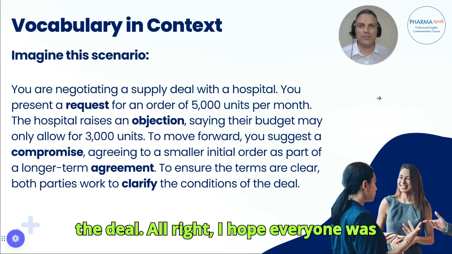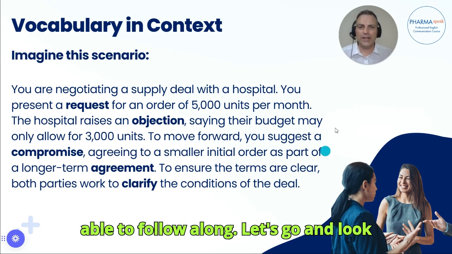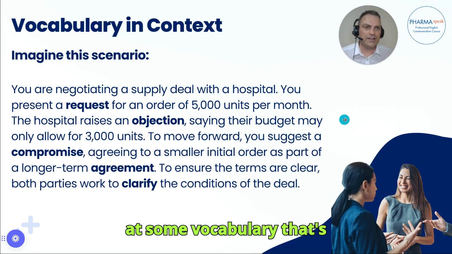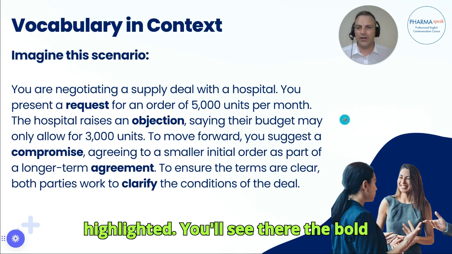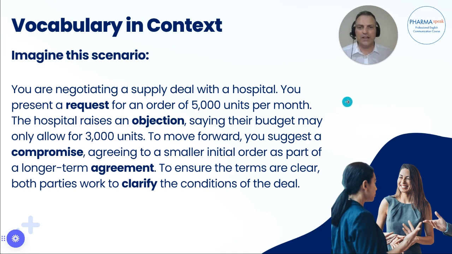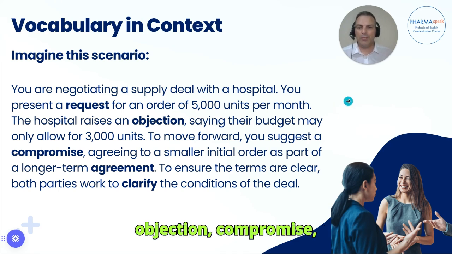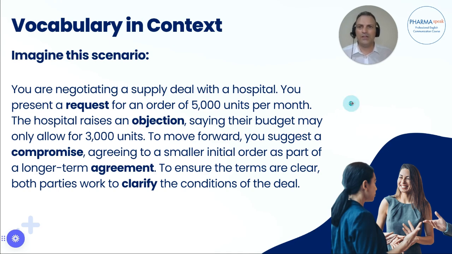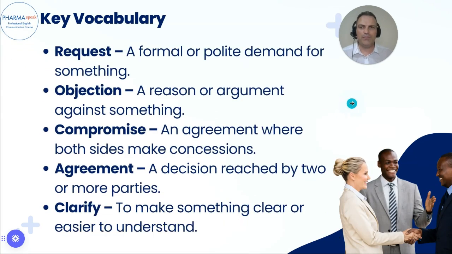All right, I hope everyone was able to follow along. Let's go and look at some vocabulary that's highlighted. You'll see there the bold words in the paragraph. It's request, objection, compromise, agreement, and clarify. So let's go and look at these one by one.